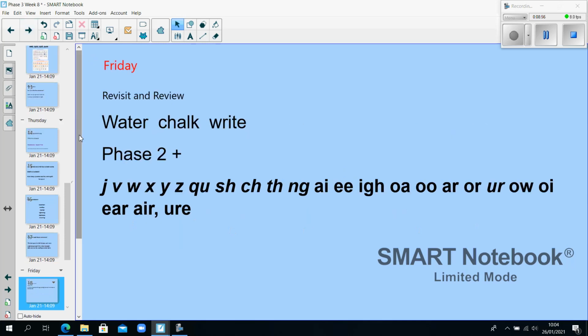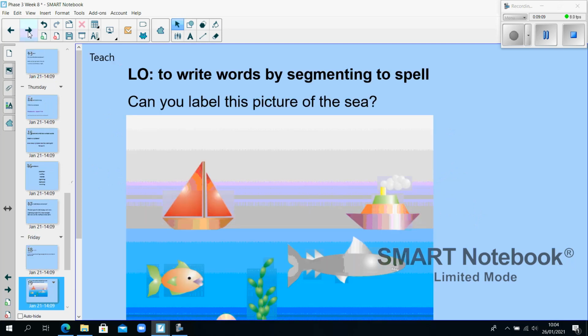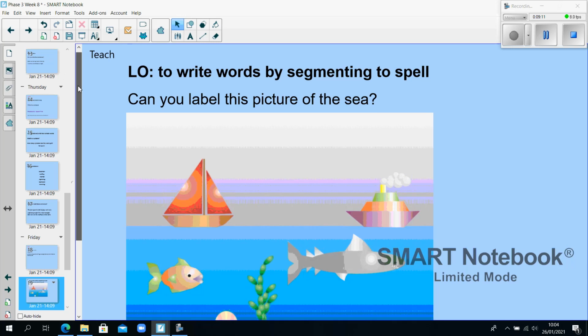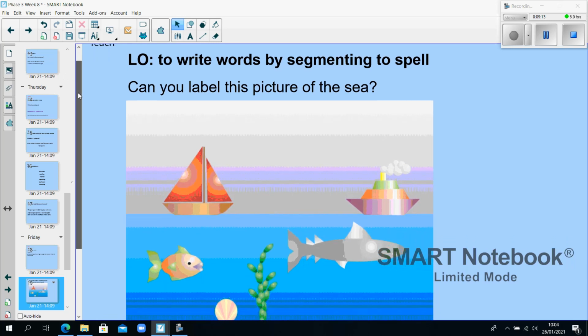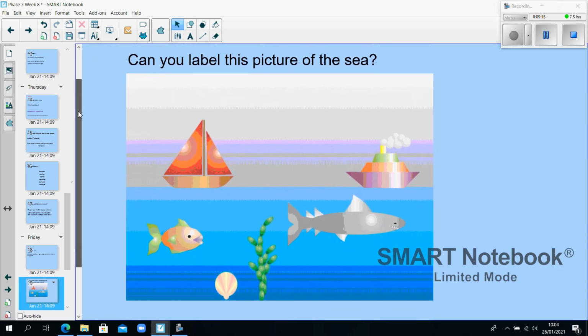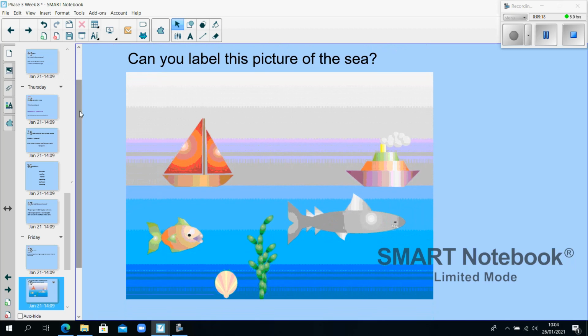Phase 3, week 8, Friday. I want you to practice writing some of your phase 2 sounds and some of the phase 3 that we've learnt so far. I want you to look at this picture. We're going to write words by segmenting them to spell. Can you label this picture of the sea? Think about what you can see and writing down the words to go with it. Pause your video whilst you write down some words.